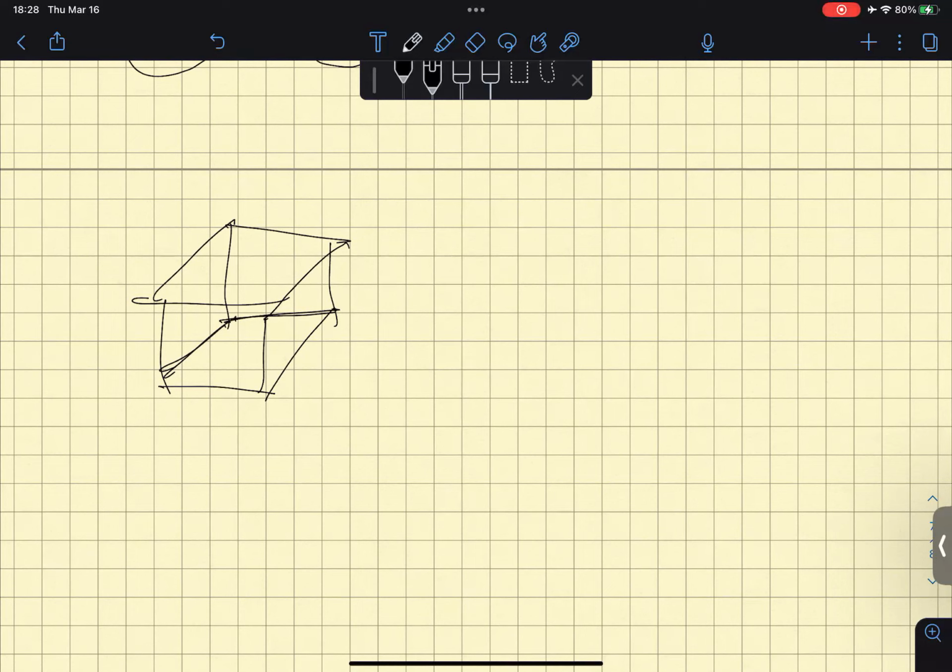Yes, they're all the same. So the edges are all. Oh, actually, no. Maybe these two are the same and these two may be different. I don't know, because I didn't calculate it. I just know how to calculate it. I didn't actually carry out the calculation. But the edges must be the same.